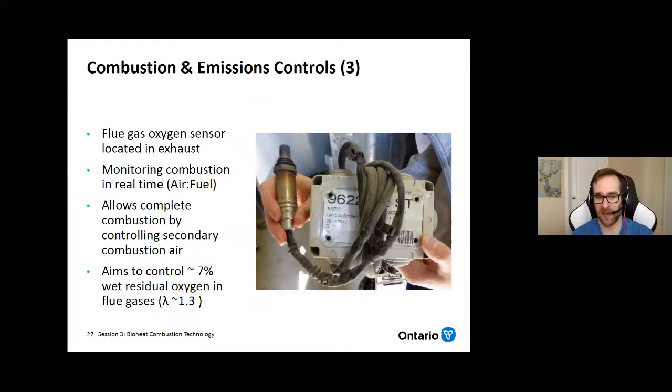Like I just mentioned, a key sensor is that lambda sensor here. It monitors the air to fuel ratio and tries to maintain about 30% excess air, or lambda of 1.3. That means about 7% residual oxygen on a wet basis in the flue gases. That's what it's really trying to do, and the appliance will try to control the primary or secondary air to hold that sweet spot.